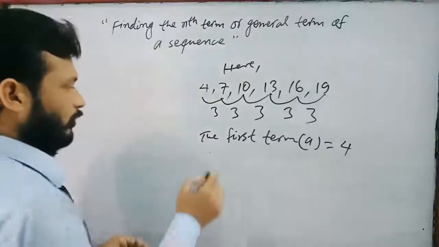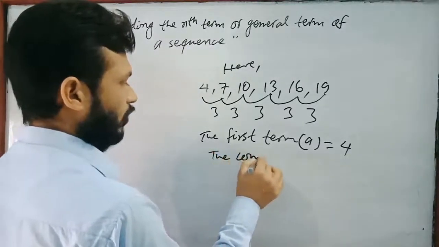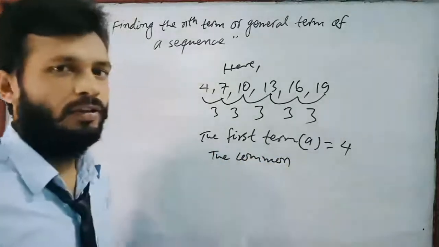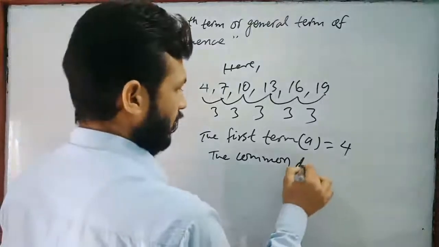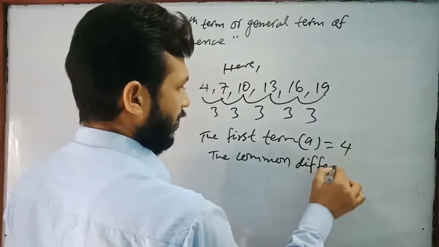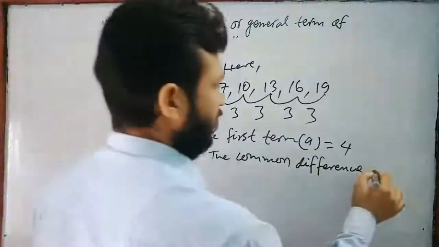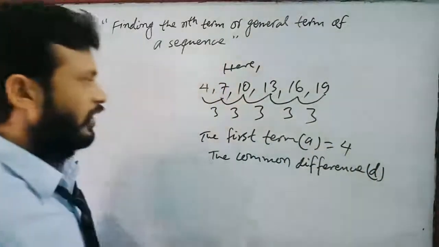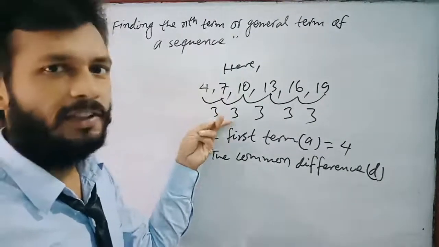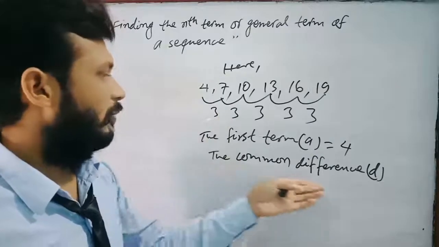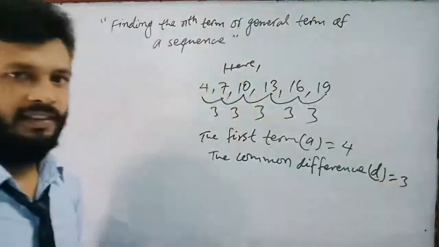common difference also. Okay, so then we can write the common difference, or also write fixed number. The common difference is denoted by D. Understood? The common difference D. What is the common difference? Common difference means fixed number. Here the fixed number is 3. So the common difference D equal to 3.